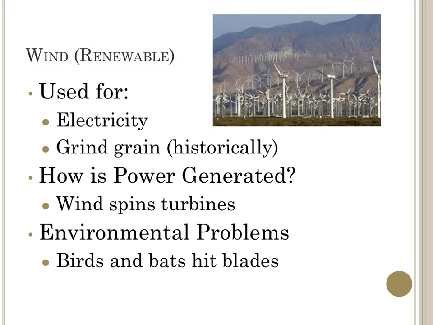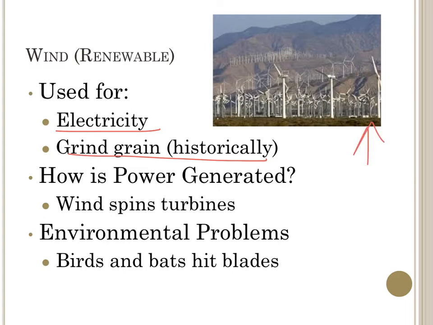Wind is mainly used for electricity now. Historically, it was used to grind grain for hundreds of years. You can think of Denmark, how they have all those windmills there. So the power of the wind would turn a grinding block that would take your wheat and turn it into flour. And so we also have used water wheels in the same way.